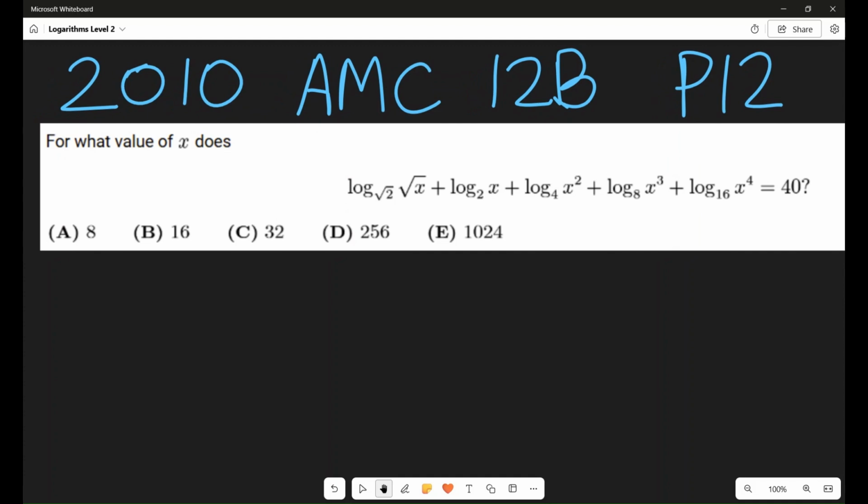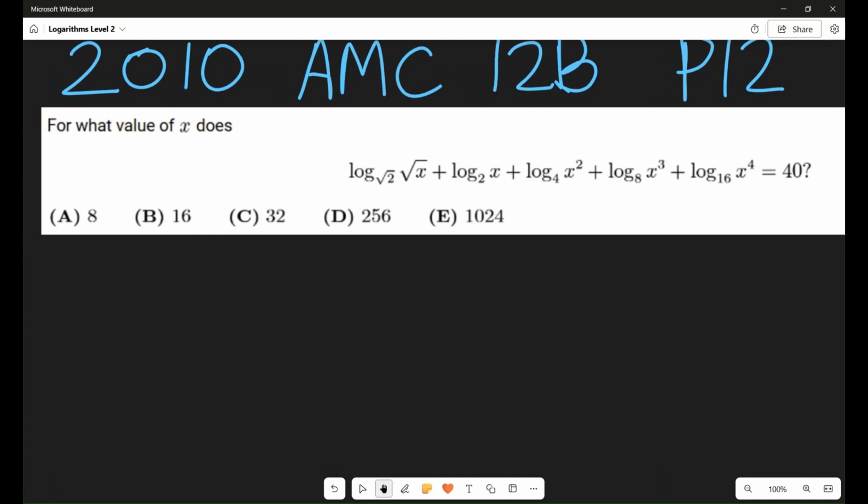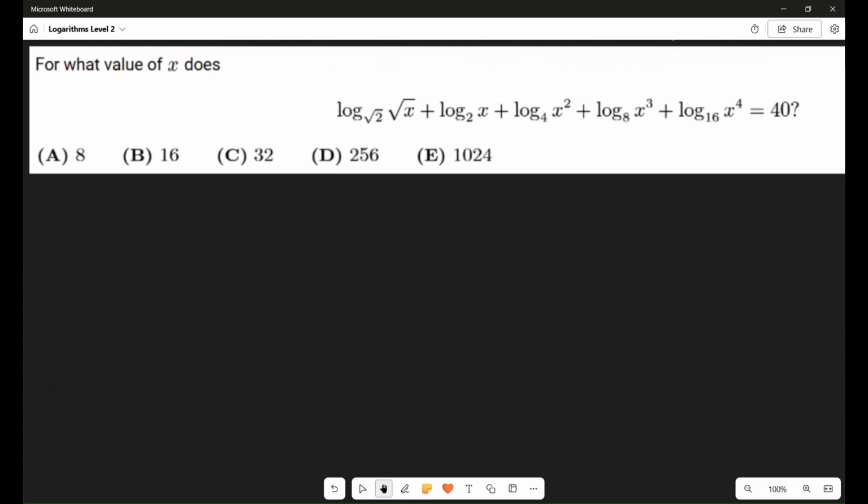So this is the 2010 AMC 12B problem 12. And it says, for what value of x is this equation satisfied? So now instead of evaluating an expression, we have to solve for a variable in an equation rather. But we have 5 different logs here. They all have different bases. So this isn't exactly simple, right?